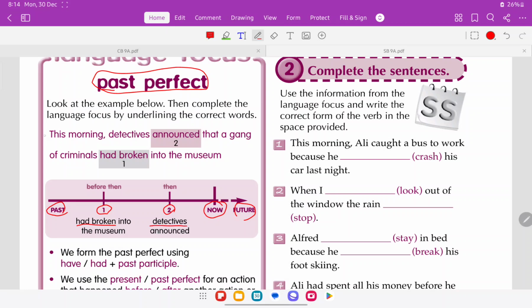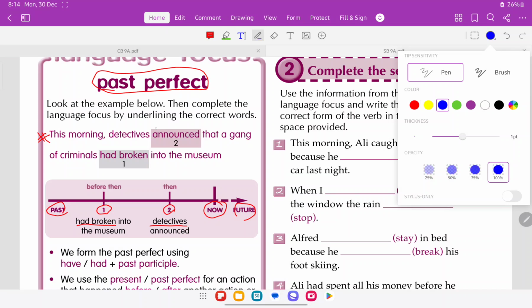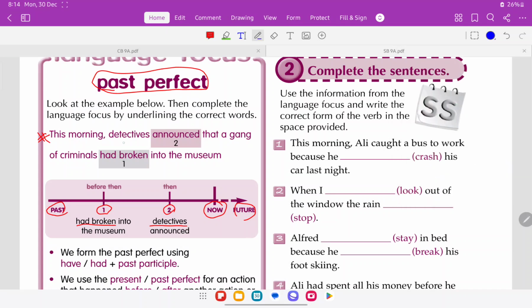Like we have the example here. If you can notice the example here. This morning, detectives, let me just change the color. The detectives announced that a gang of criminals had broken into the museum. So the first action, what happened? That the criminals had broken into the museum. This is the first one.